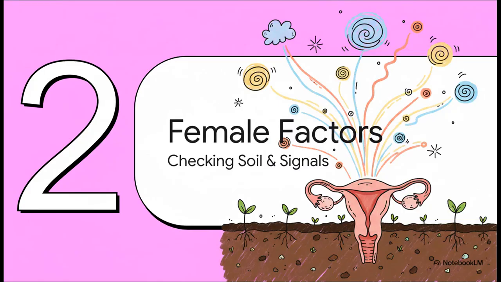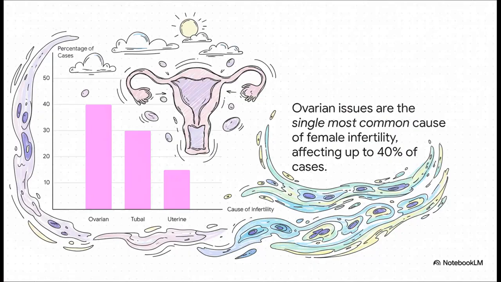Okay, so let's start with the female side of the equation. This is all about checking the soil and the signals. In our garden analogy, that means looking at things like the uterus, the fallopian tubes, and the hormonal signals that really run the whole show. And as you can see from this chart, a huge chunk of cases, we're talking 30 to 40%, come down to ovarian issues. This is often the first place doctors look, and for a really good reason. Problems with releasing an egg are, by far, the most common cause.